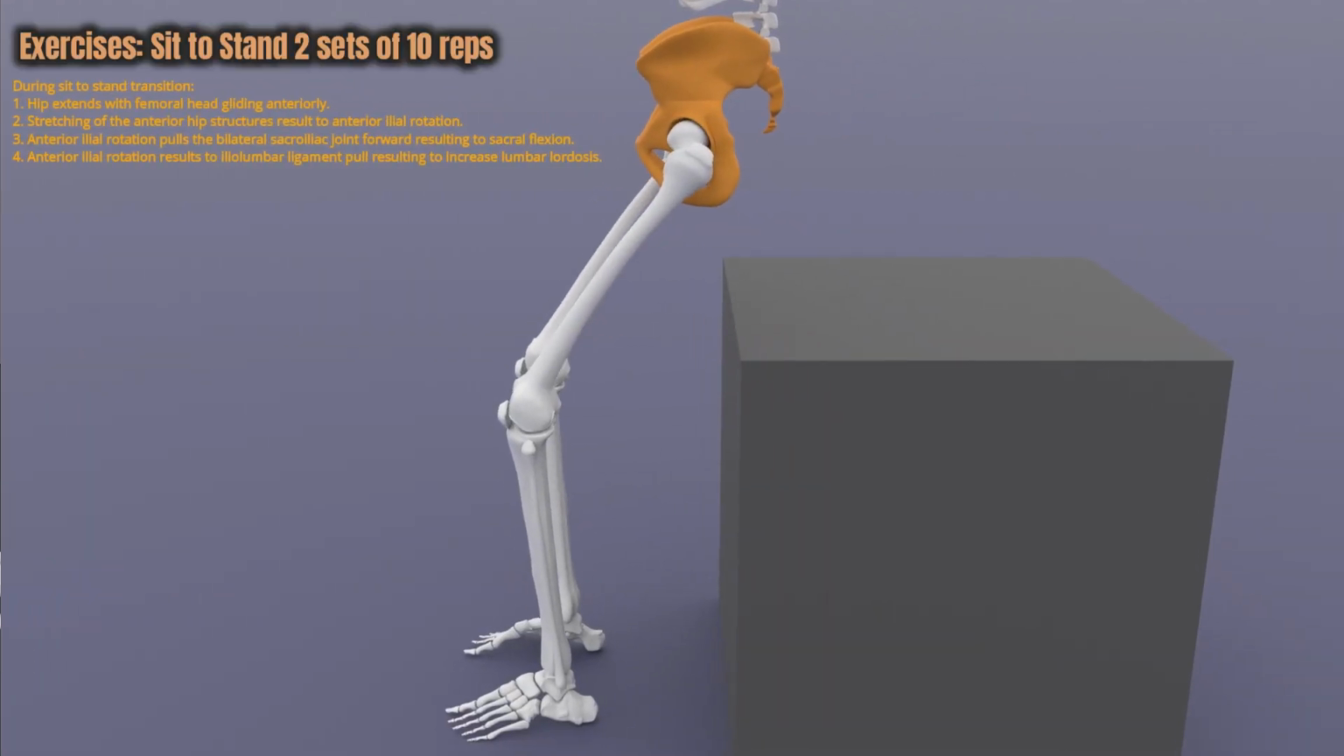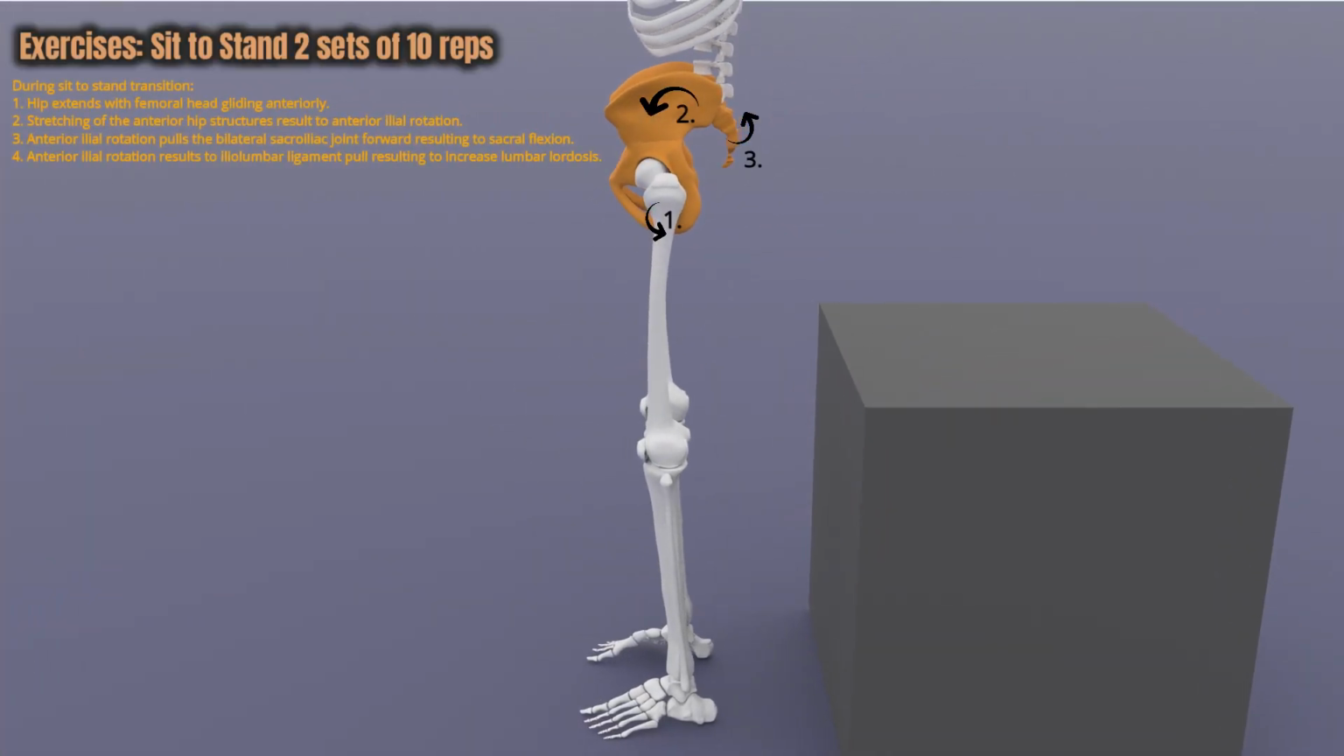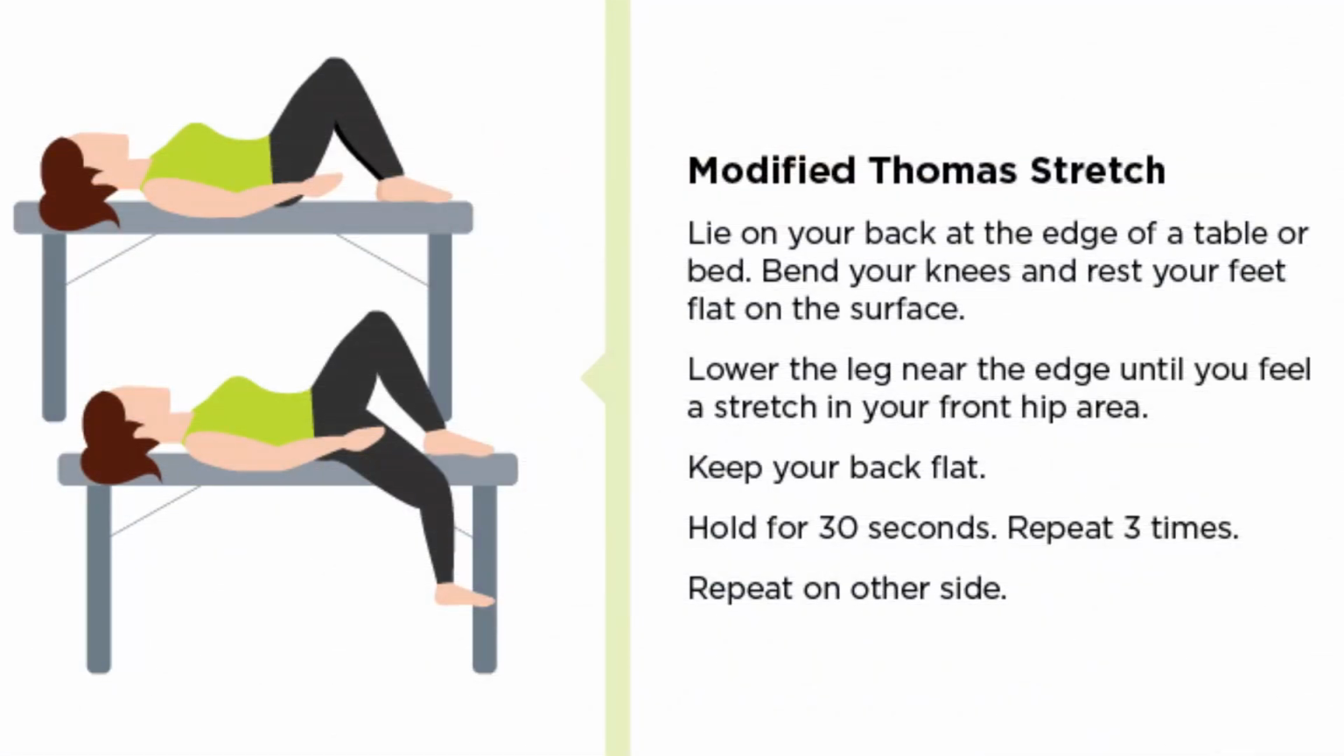Sit-to-stand exercises can be provided for the patient to reduce or eliminate the likelihood of iliac posterior rotation recurrence, since standing promotes hip extension, which stretches the anterior hip structures and pulls the ilium into anterior rotation. This is performed for 2 sets of 10 reps. You can also perform a hip flexor stretch for 3 reps, 30 seconds each, as it attains the same iliac anterior rotation mechanics that counter posterior iliac rotation.